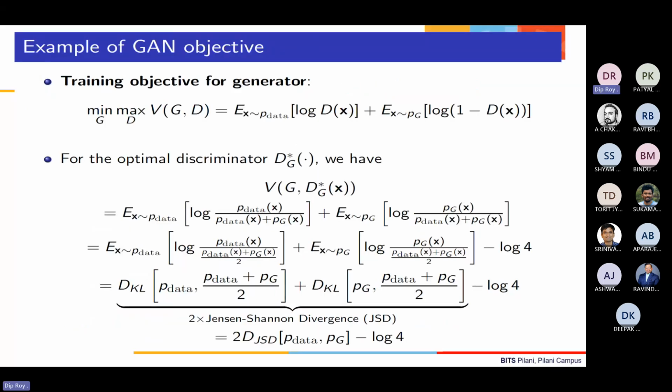Now, one last bit before I end this class is, what is the training objective of the generator? This max was the training objective of the discriminator. Now we have a min, the same expression, we have a min. This is the training objective of the generator, and together it is the training objective of the GAN.